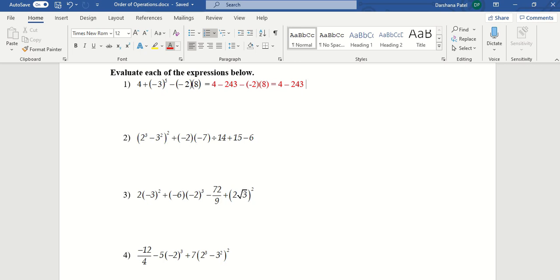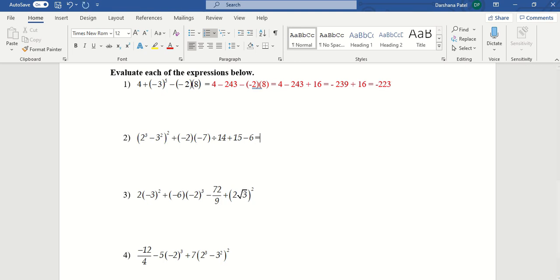Negative 2 times 8 will give me negative 16. And then there is another negative. So 2 negatives will make it positive 16. Okay. And now we'll do 4 subtract 243, which will give me negative 239 plus 16. Then the final answer will be negative 223. Not 2 negatives, only 1 negative and 223.